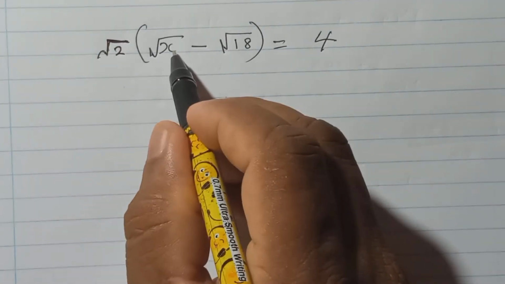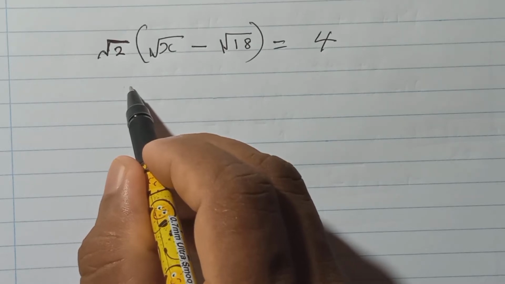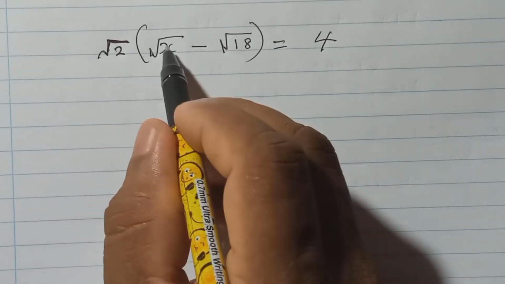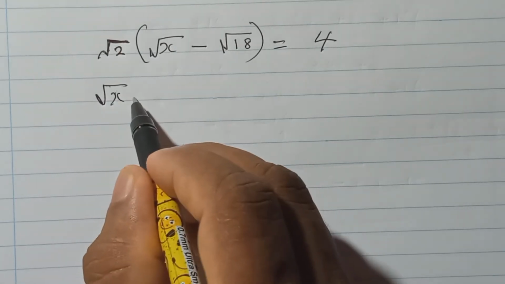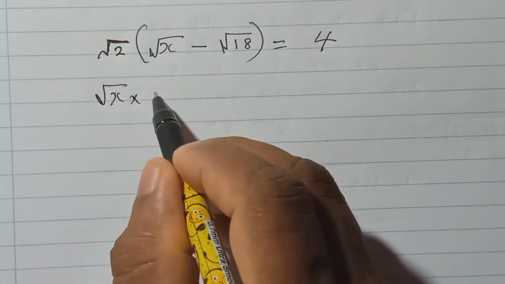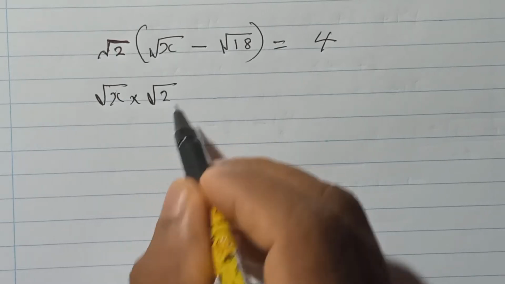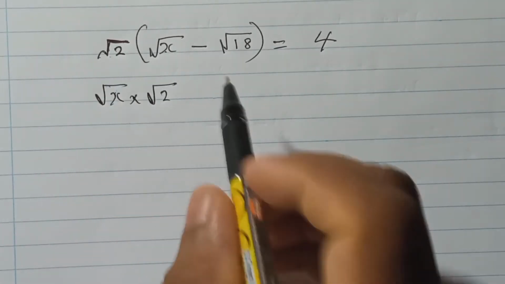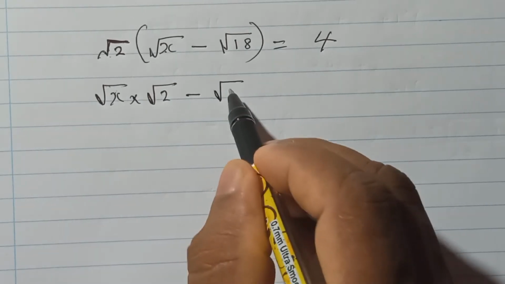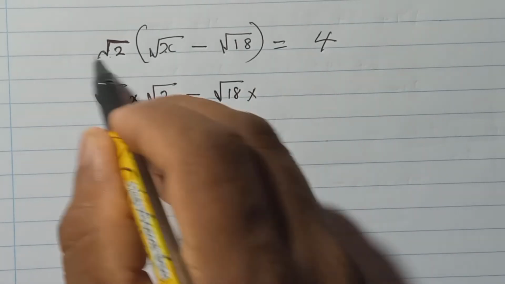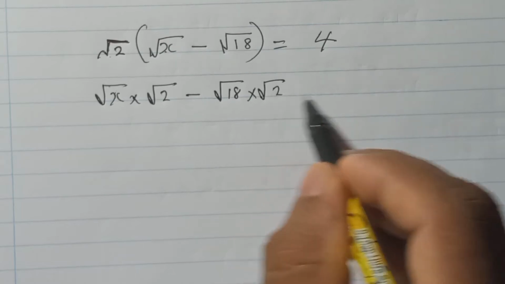Now this is a square root, no? So what I will do now, square root 2 into square root x. So I will write just like this, square root x into square root 2. We can write now this into this. Then here will be the square root 18 already here into square root 2, right, like this.